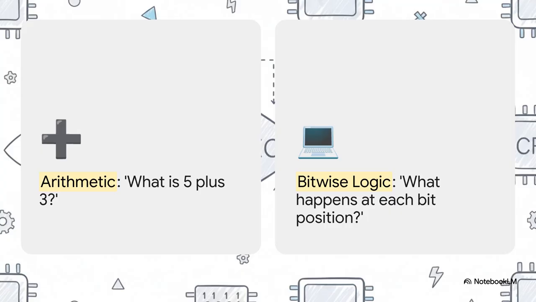To really get this, we have to shift our perspective. On the left, you see arithmetic. That's how we naturally see the world. We see a 5 and a 3, and our brain just goes 8. But a computer sees something totally different. It sees the individual bits that make up those numbers. And as you can see on the right, it asks a completely different question. What's the logical result at each and every bit position, one by one?